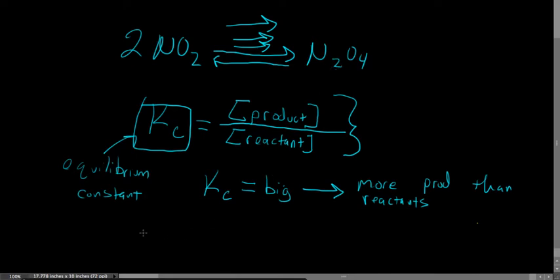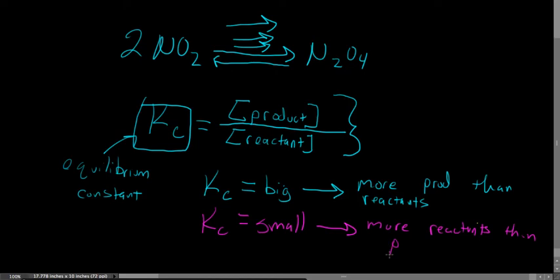Likewise, if K sub C is a very small number, we would expect our reaction's balance to favor more of the reactant side than the products. We can clearly see again, if the value of K sub C is tiny, that must mean our reactants term is very large, whereas our products term is very small, thus resulting in a smaller value for K sub C. And again, we would see more of this reverse reaction occurring than the forward reaction, and we get a lot more of our NO2 formed than our N2O4.